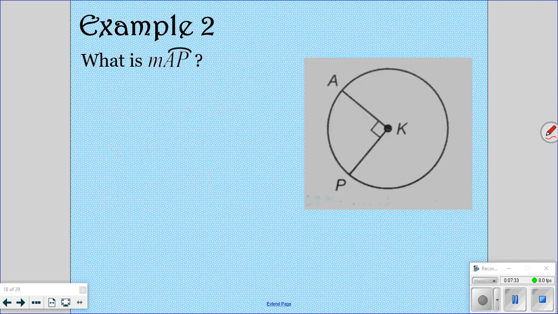Looking at this one. What is the measure of arc AP? Well, this arc has the same measure as this central angle. And what is the central angle measurement here? There's a little box there. That means 90 degrees. So the arc also has a measure of 90 degrees. So that would be your answer there.